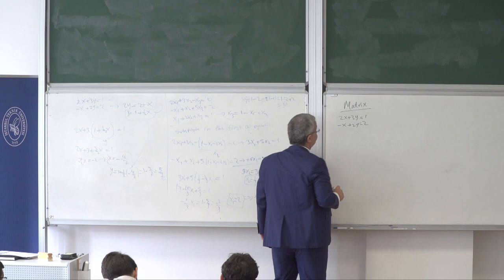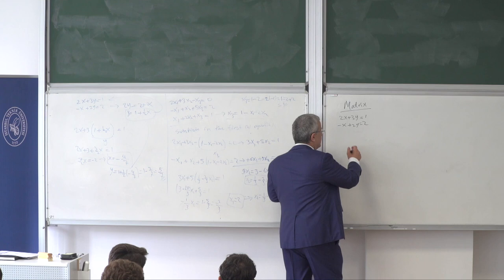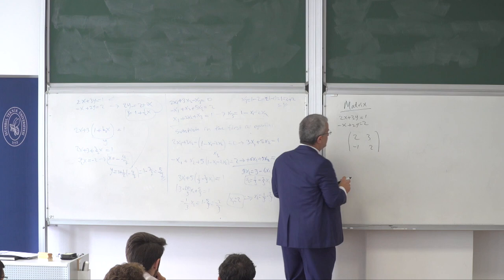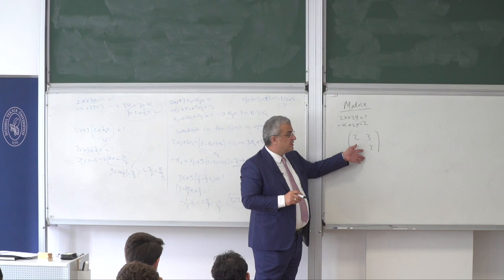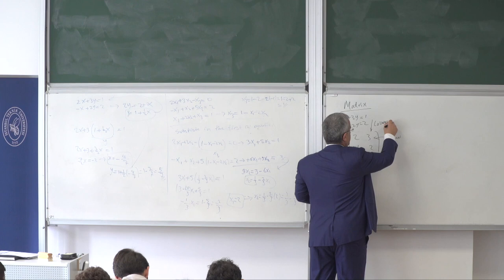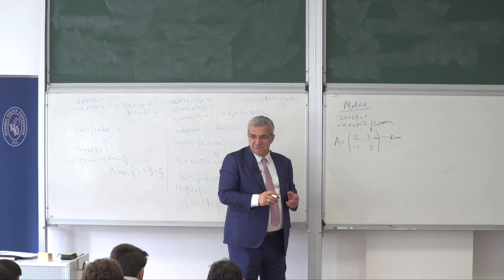A matrix is an array, as we show with parentheses, where we will have numbers in rows and columns. Okay, this is called a row of a matrix, and this is a column. So this matrix, we call it most of the times with capital letters. It's not a rule, but this is how we do it mostly.